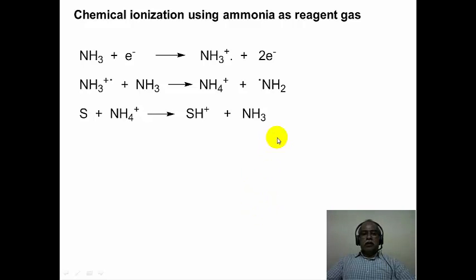When ammonia is used as a reagent gas, the following reactions take place in the mass spectrometer. Ammonia gets ionized to the ammonia cation radical. The ammonia cation radical reacts with another molecule of ammonia in the gas phase to produce an ammonium ion. The ammonium ion can either transfer a proton to the substrate, producing the protonated substrate, or an adduct can be formed between the ammonium ion and the substrate, producing a mass which is 18 units more than the substrate mass because of the adduct formation. We will see some examples of the chemical ionization mass spectrum recorded using ammonia as a reagent gas soon.